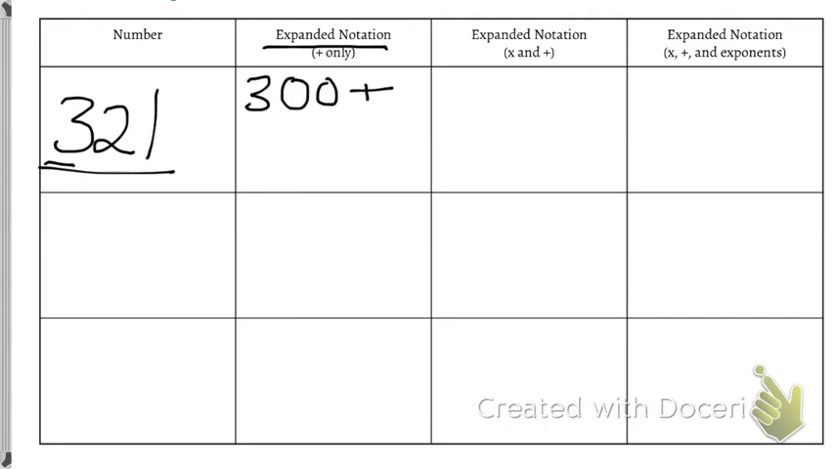Then we're going to add another number. So the next number is this 2. It's not just a 2, it's in the tens place. So it's 2 tens, which is really 20. So we're going to add a 20. And then our last place value is this 1. It's in the ones place, and there's just one of them, so we're just going to add the 1. So if students want to check their work, they would see 300 plus 20 plus 1 does in fact equal 321.